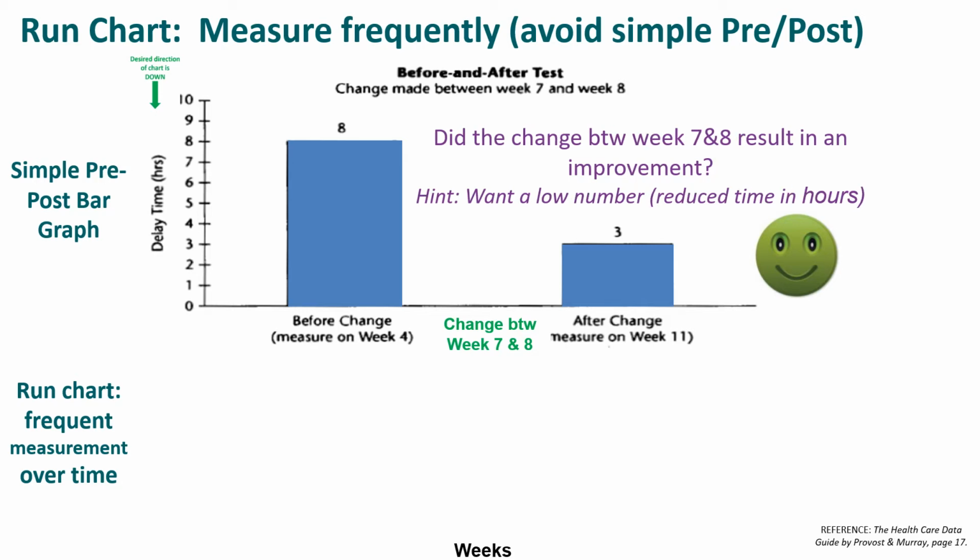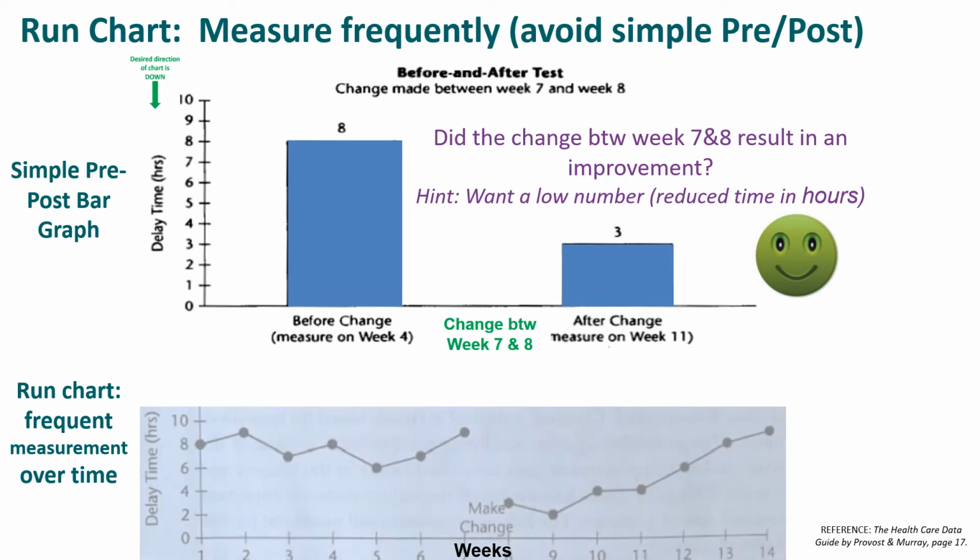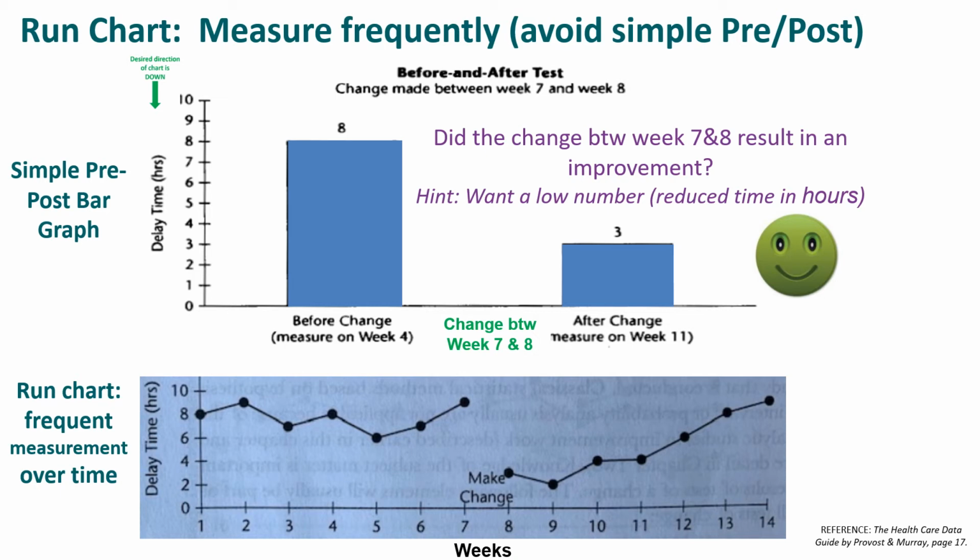Okay, we're now going to look at the information when it's been plotted in a run chart on a more frequent basis, in other words, measurement over time. Here's your run chart. It is exactly the same information, yet this team has collected and reported it weekly. So again, week 4 was 8. Week 11 recorded a time delay of 3.